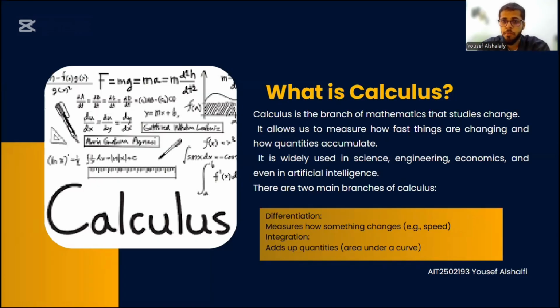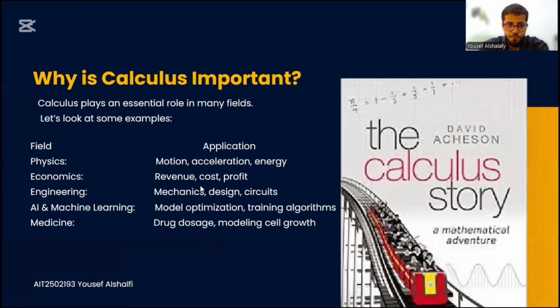So there are two main branches of calculus. First, differentiation, which measures how something changes, for example, the speed of bodies or items. And the second one is integration, which adds up quantities, for example, the area under the curve, or many examples that we are going to show today, inshallah.